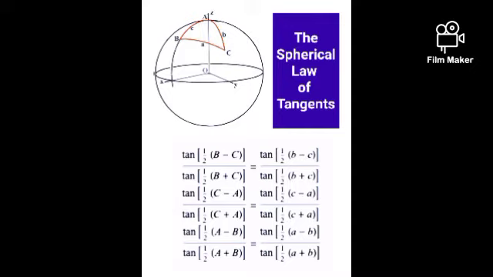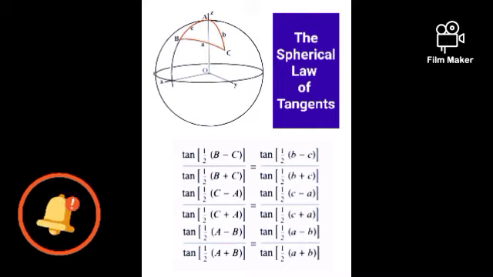by the spherical law of tangents, the ratio of the tangent of half the difference of the angles capital letters C and A and the tangent of half the sum of these angles C and A is equal to the ratio of the tangent of half the difference of the sides opposite the angles C and A. And the tangent of half the sum of the sides c and a opposite the angles C and A.